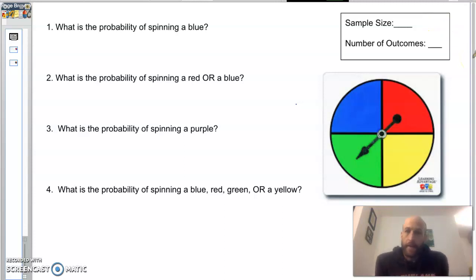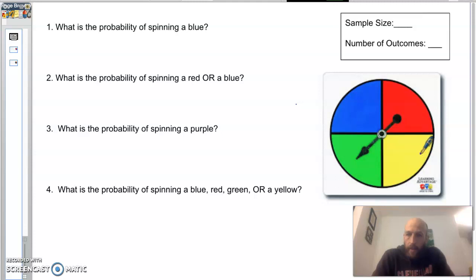Okay, everyone. So we are going to start with some probability questions about some spinners. A spinner is just this thing right here where you would flick the arrow and it would spin around and land on one of the colors. So before we begin, we want to talk about what our sample size is.